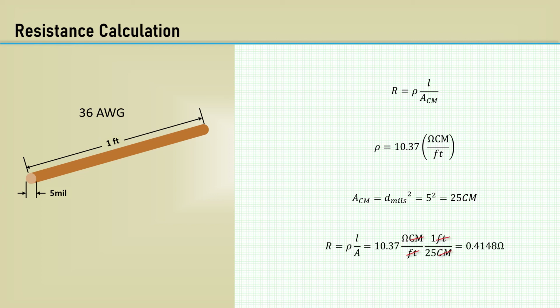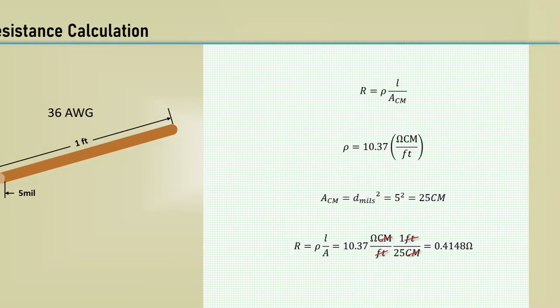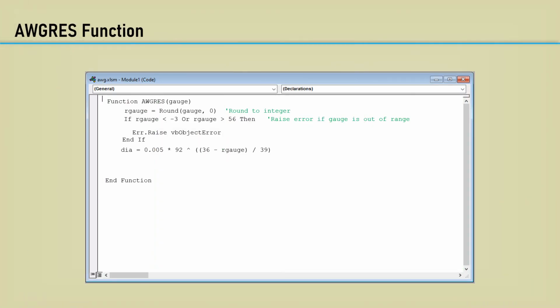We will now put this to work in Visual Basic to calculate wire resistance per foot of a given American wire gauge number. I copied the code from the diameter function since we will need to calculate the diameter of the wire before we can calculate the resistance. I renamed the function to AWG Res and set the diameter calculation to the variable DIA. I then set the function name AWG Res to 10.37 divided by the diameter times 1,000 squared.